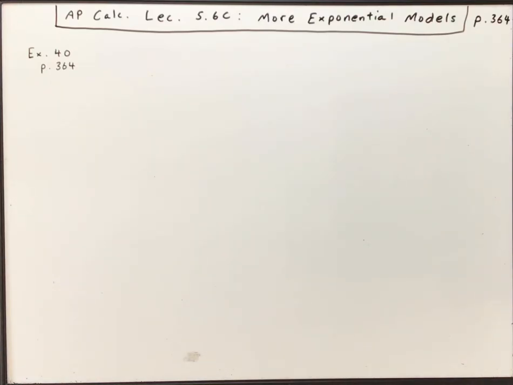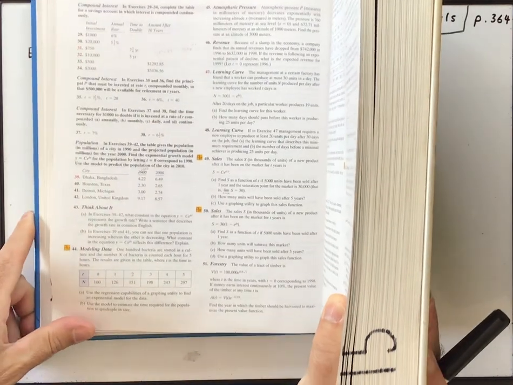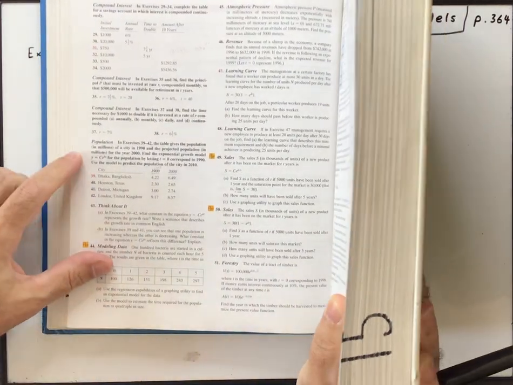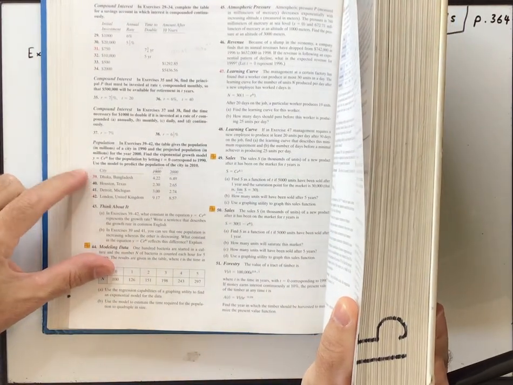Hello, welcome to AP Calculus Lecture 5.6c, where we're going to go over a few more exponential models. We're just going to work 3 example problems in this lecture, starting on page 364. So the first one is problem number 40, where we're going through some population data.